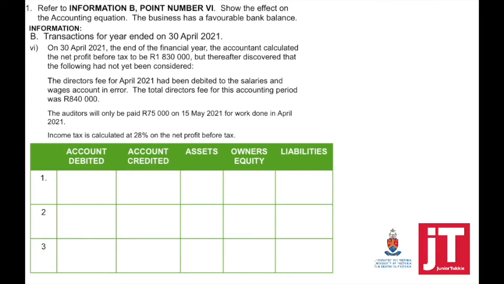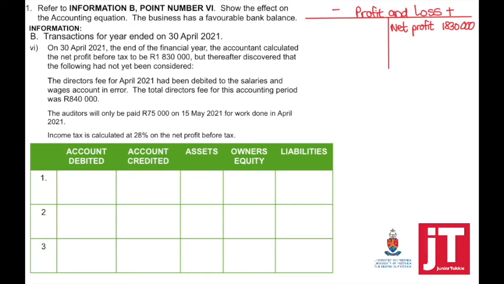So there's adjustments that we need to make. The director's fee for April 2021 had been debited to the salaries and wages account in error. The total director's fee for this accounting period was 840,000. So now we need to do a correction. If I look at the profit and loss account, it's minus on the debit, plus on the credit side. This is typical, a type of question that is asked in financial statements to calculate the correct net profit. And we're going to look at it later on. So I'm just giving you an illustration of that by incorporating it in this question.